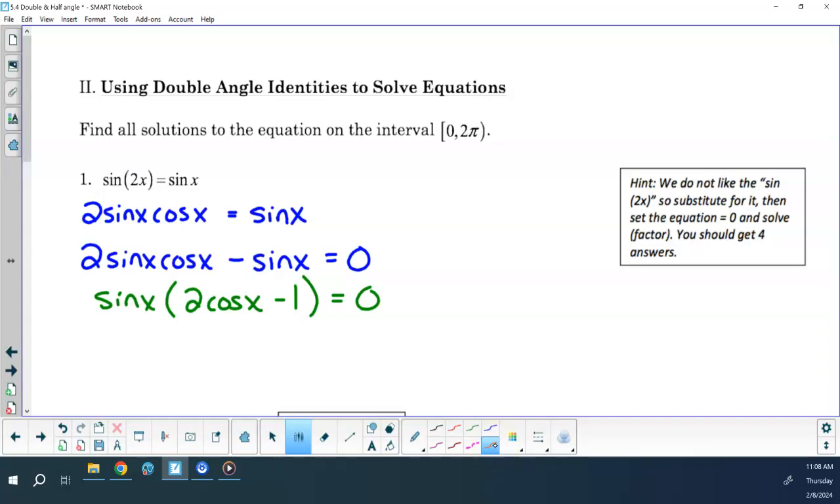Set those equal to 0. So where is sine of x equal to 0? 0 and pi. Where is 2 cosine of x minus 1 equal to 0? Because that's where cosine of x is equal to 1/2. And what did you say? Yep.